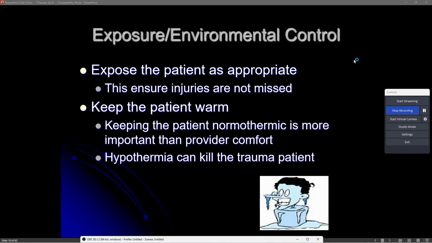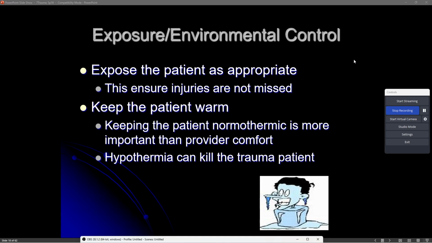Exposure and environmental control. Excuse me. Exposure, expose the patient as appropriate, ensure injuries are not missed. Yes, you are going to have to cut and expose. You cannot just leave their clothing on. Now, obviously, I'm not telling you to randomly go ahead and cut their clothes off anywhere. What I am saying is get them into a dedicated trauma assessment room, a location where you can conduct an assessment while keeping their privacy intact, and remove all of their clothes and look for all signs of detailed, in-depth injury.